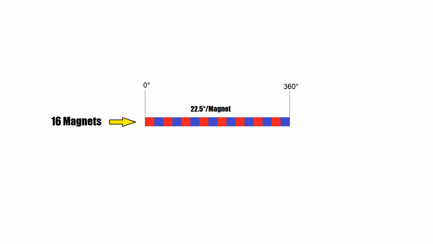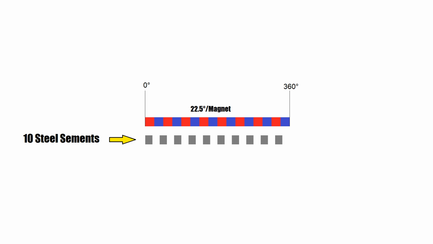Then we introduce our 10 steel segments. And remember, the segments act as transmitters of sorts. They transmit whatever field the input gear is giving them. So that ends up looking like this. Each segment has adopted the field of whatever magnet is closest to it on the input gear. And notice that some of the segments adopt no field because they're equidistant to a north and a south magnet.